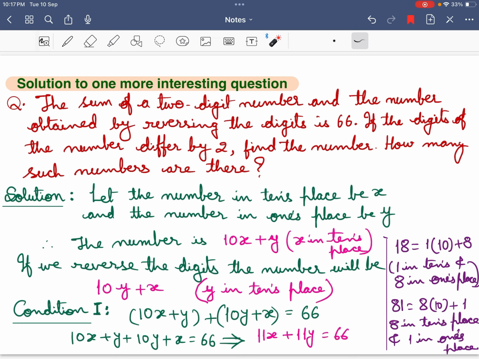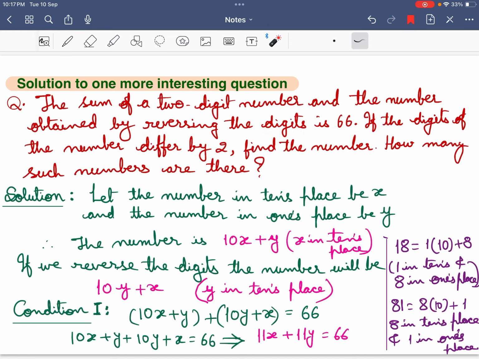Okay, so the number is 10x plus y, x in tens place, and if we reverse the digits, the number will be 10y plus x, y in tens place. Okay, and the condition given is that when we add these two numbers, the two-digit number and the number obtained by reversing the digits, the sum is equal to 66.